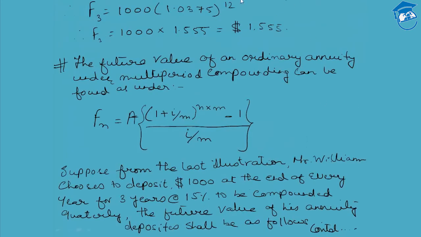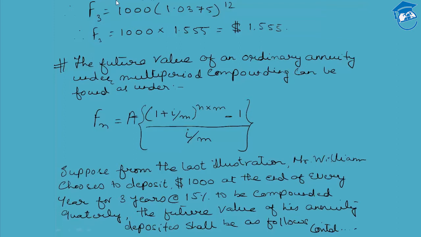So the final calculation works out to be Fn, that is F3 after 3 years, is equal to 1000 into 1.0375 raised to the power 12. Why 12? Because it was 4 into 3. So the future value is 1000 into 1.555 is equal to 1555 USD. So Mr. Williams' deposit of 1000 USD, after undergoing multi-period compounding of 4 times in a year, or a quarterly multi-period compounding, shall finally fetch him 1555 USD at the end of the 3rd year, or at the end of the penultimate year, which is the 3 years.